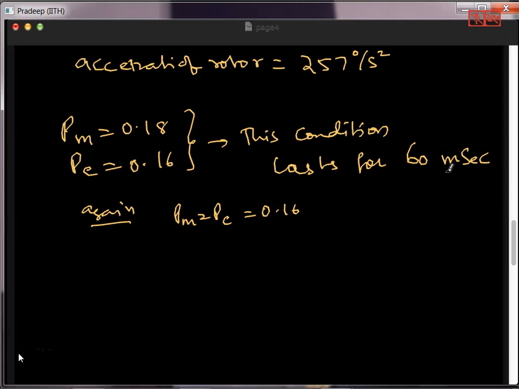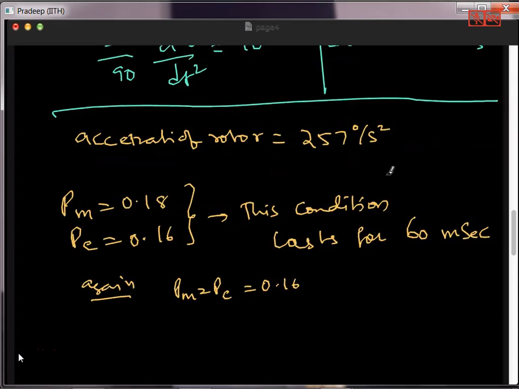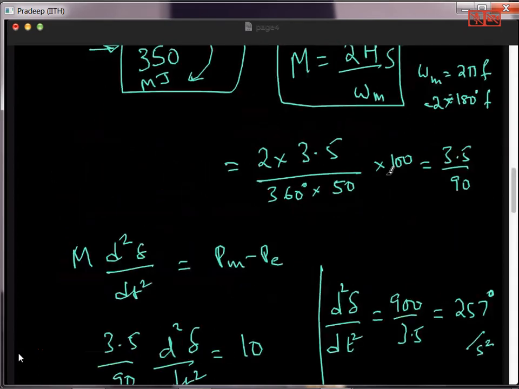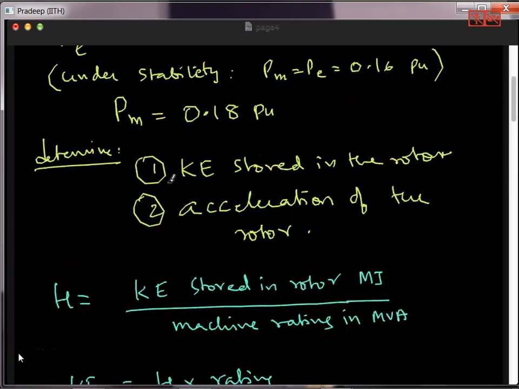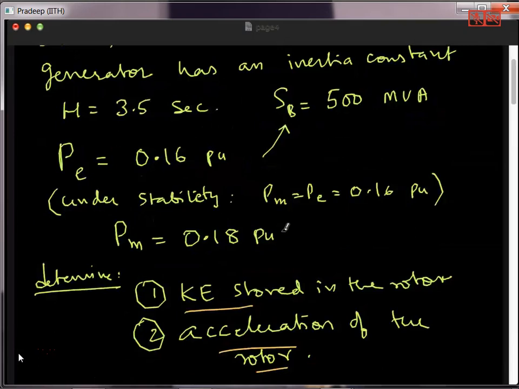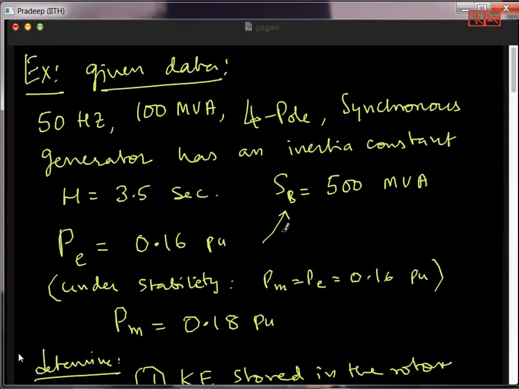Of course, you should also know what the velocity is. So the velocity is actually omega s. Anyway, since I'd like to show another problem, I'm just stopping it here. This is just an additional idea I wanted to give. So what is required to find here? Kinetic energy stored we found, and acceleration of the rotor also we found. Before I go forward, I'll give you a couple of minutes. Any doubts about this question?